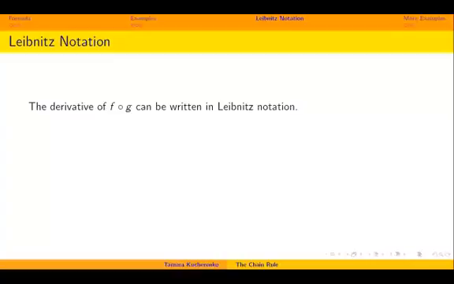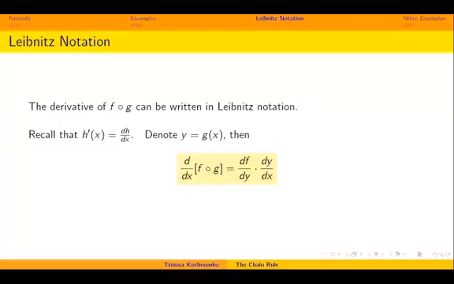The derivative of f of g can be written in Leibniz notation. Recall that for any function h, h prime of x in Leibniz notation is dh over dx. Let's denote g of x by y. Then d over dx of f of g equals df over dy times dy over dx. This is the formula for the chain rule written in Leibniz notation.